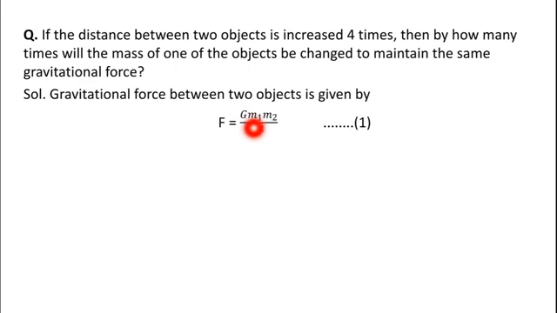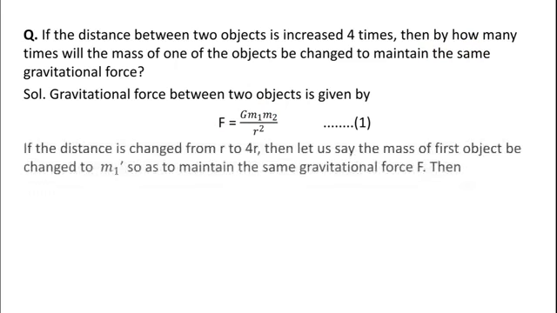Now here the separation between the two masses m1 and m2 is r. According to the question, if r is increased to 4 times r, then by how many times should either of these two masses m1 or m2 be changed such that the force will remain the same, that is F. So students, let us suppose if the distance is changed from r to 4r, then the mass of the first object, that is m1, is changed to m1 dash so as to maintain the same gravitational force F.